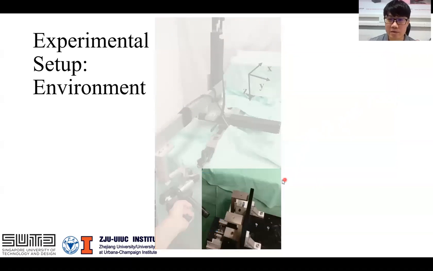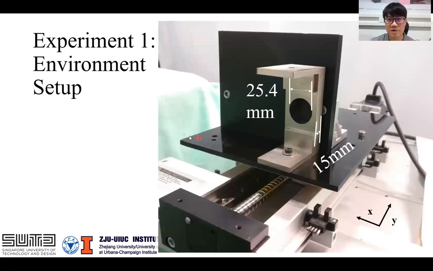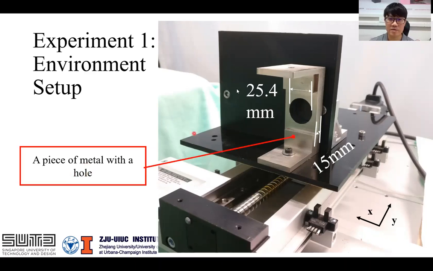And then in our environmental setup, we put the environment onto a 2 degree of freedom moving platform, moving in this direction and this direction. So this is our first experimental setup. We have a hole here. The hole is just 0.4 millimeter larger than the peg. So as you can see, the tolerance is very small, which is more challenging because the environmental force will be very strong. And this is the piece of metal with the hole.